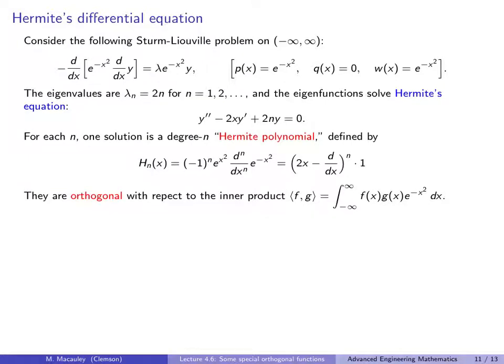However you want to express these polynomials, they are orthogonal with respect to the inner product inherited from the Sturm-Liouville problem up here. So that's f dot g equals the integral from negative infinity to infinity of f of x, g of x, e to the minus x squared dx. If you think about it, that's really remarkable. So why are they orthogonal? Well, they're orthogonal because they are eigenfunctions to a Sturm-Liouville equation.